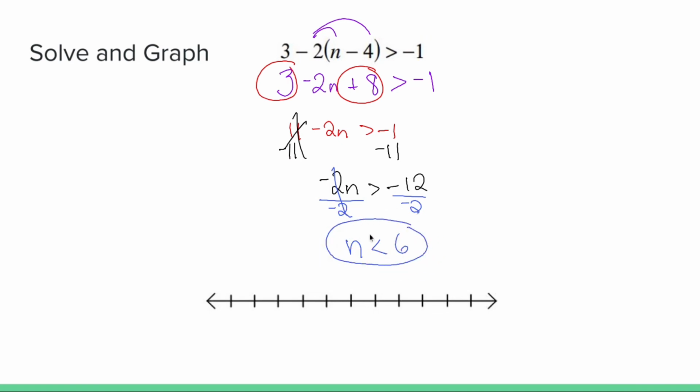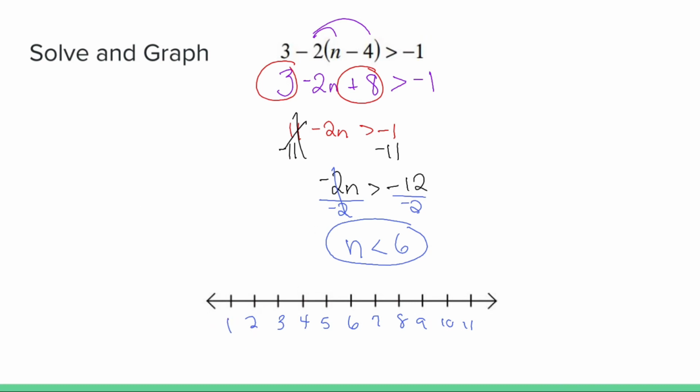Now, the way I graph that is, this is saying all of my n values have to be less than 6. Oh, you're not allowed to include 6, but it's got to be less than 6. So we'll put 6 here. So you're going to be 7, 8, 9, 10, 11. You'll be 5, 4, 3, 2, 1.